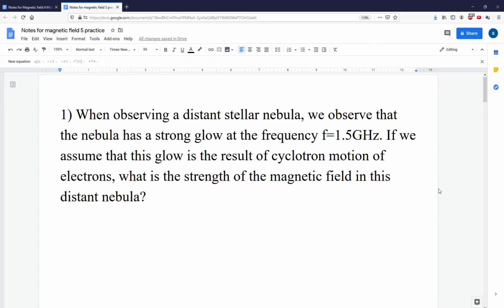Question 1. When observing a distant stellar nebula, we observe that the nebula has a strong glow at the frequency f equals 1.5 GHz. If we assume that this glow is the result of cyclotron motion of electrons, what is the strength of the magnetic field in this distant nebula? Please pause the video and attempt this problem yourself.